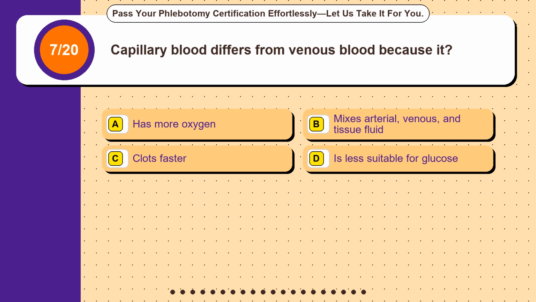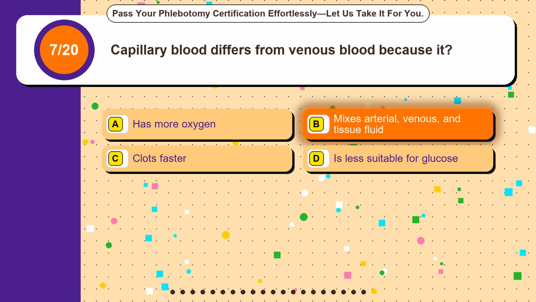Question 7. Capillary blood differs from venous blood because it, option A, has more oxygen, option B, mixes arterial, venous, and tissue fluid, option C, clots faster, option D, is less suitable for glucose. The correct answer is option B, mixes arterial, venous, and tissue fluid.